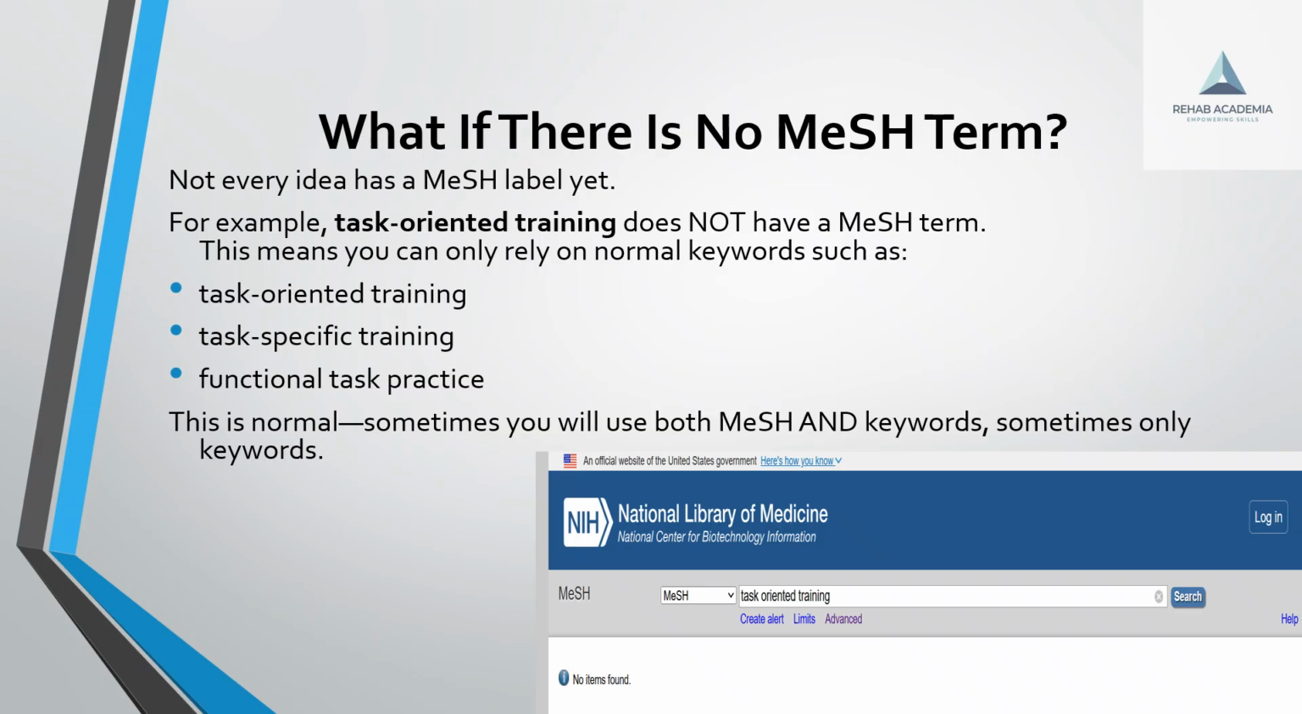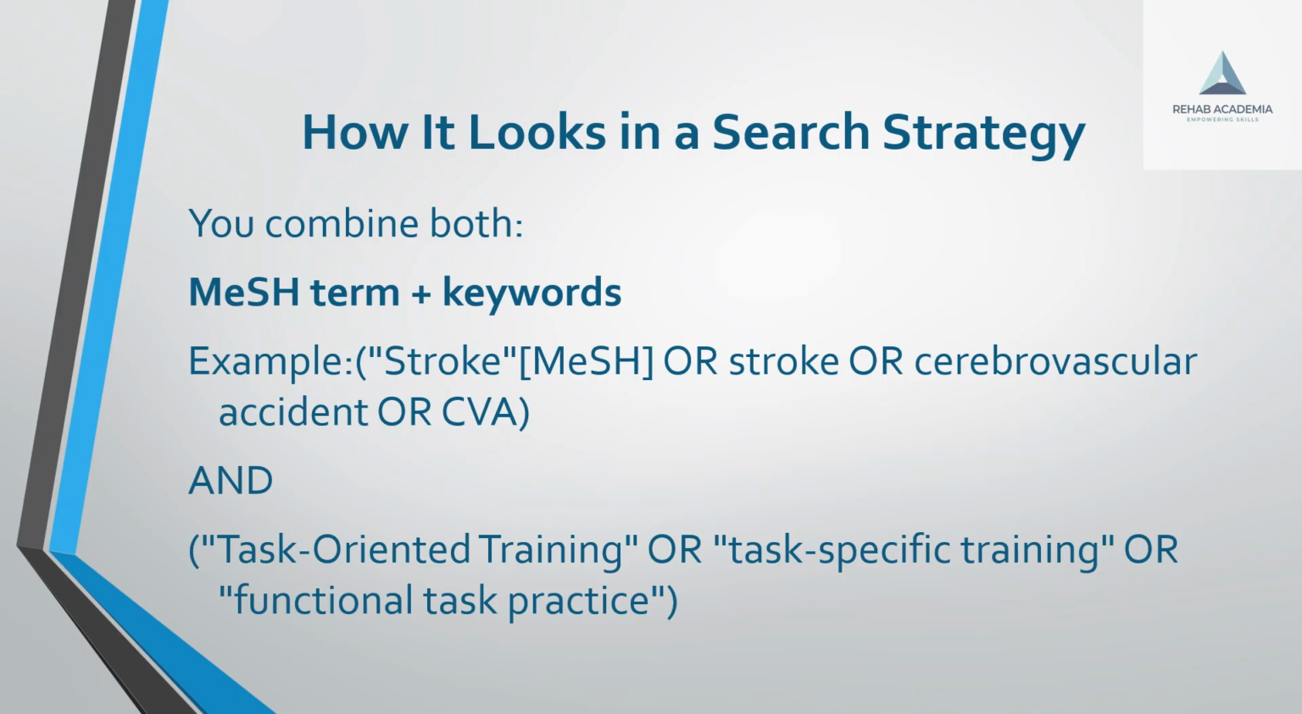Not every idea has a MeSH label yet. For example, task oriented training does not have a MeSH term. This means you can only rely on normal keywords such as task oriented training, task specific training, functional task practice. This is normal. Sometimes you will use both MeSH and keywords, and sometimes only keywords.